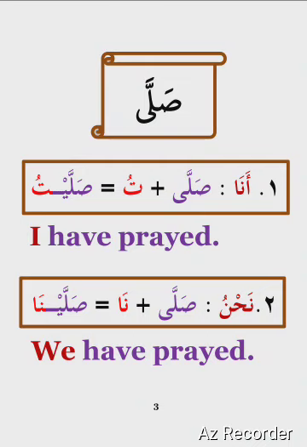Ithnan, number two. نحن, we. So how do we change the verb صلى to suit نحن? All you need to do is to attach na to the last letter. Then you give sukun to the letter before it. So the verb صلى will now become صلينا, which means we have prayed. Talking about us. Talking about all of us.